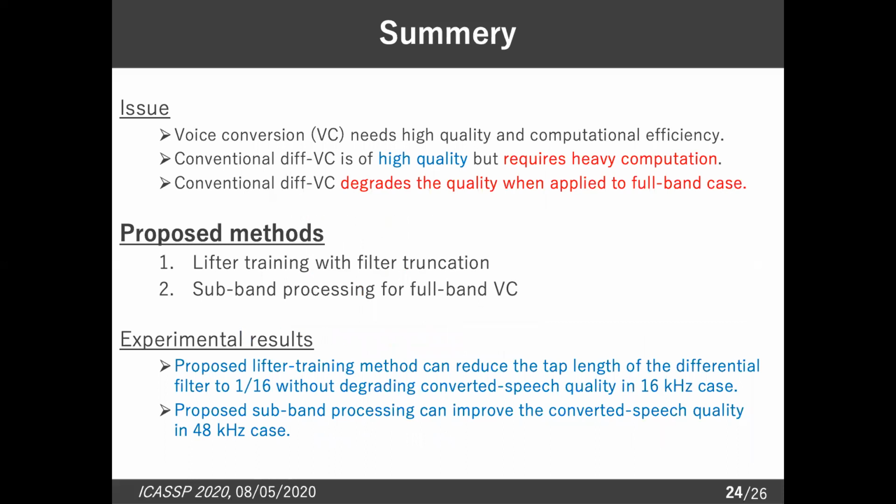Here is a summary of this talk. VC needs high quality and computational efficiency for practical applications. Conventional deep VC is of high quality, but requires heavy computation. In addition, conventional deep VC degrades the quality when applied to the full band case. In this work, we propose two methods, lift training with filter truncation and subband processing for full band VC. Experimental results show that the proposed lift training method can reduce the tap length of the differential filter to 1/16 without degrading converted speech quality. Furthermore, the proposed subband processing can improve the converted speech quality.